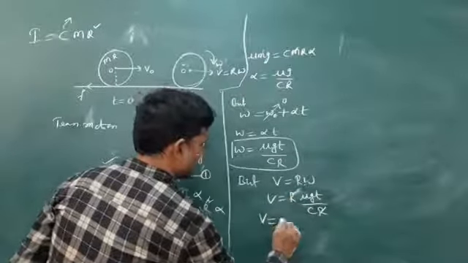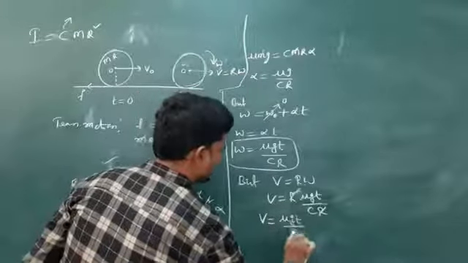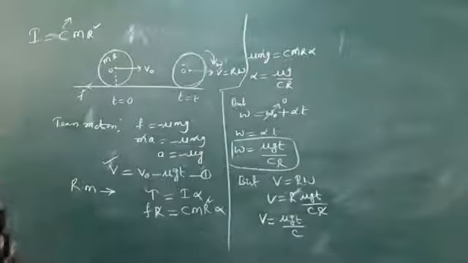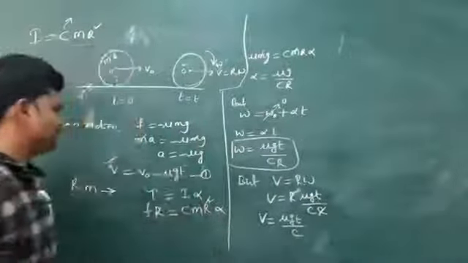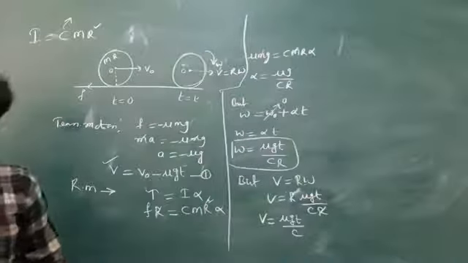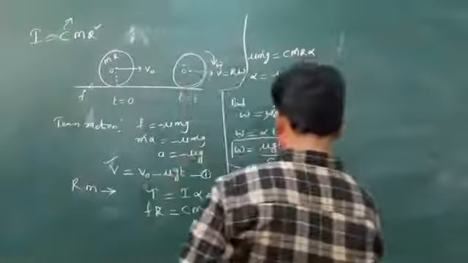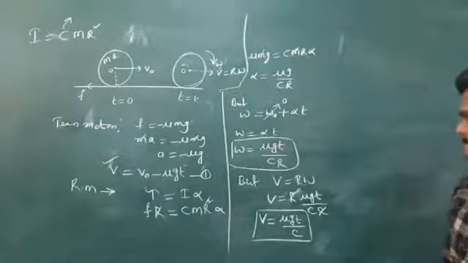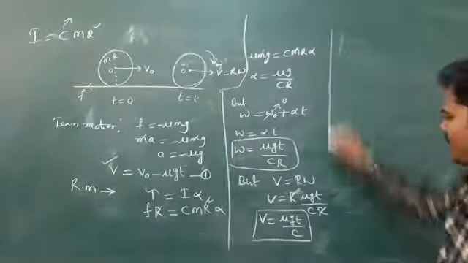So the linear speed I got as v = μgt/c. This is the v. Substitute this v value here, you will get the v naught value. So I got v as this much, and this is the linear speed. But the target is to find out after what time the body sets for pure rolling.